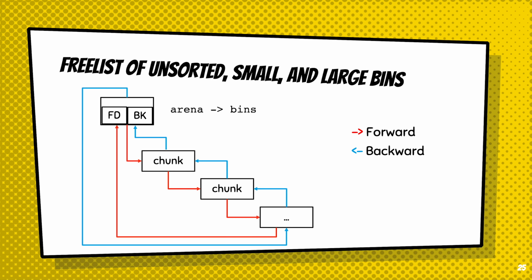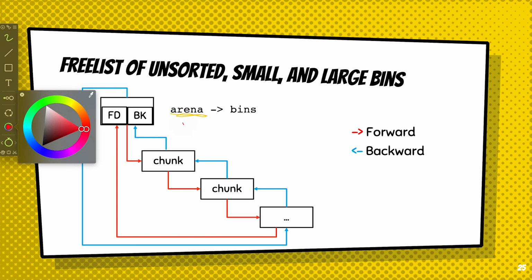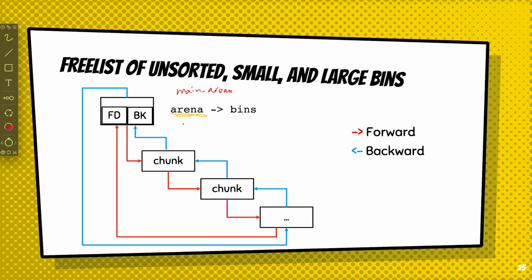And then, as I mentioned, in terms of the free list for small and large bins, it's going to be bi-directional. So what it means is that in arena, which is also the main arena, if you use main arena, sorry for the typo, main_arena, in pwndbg, you will be able to get the symbol.